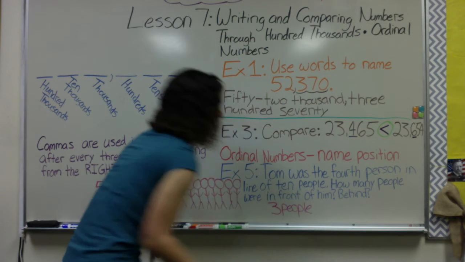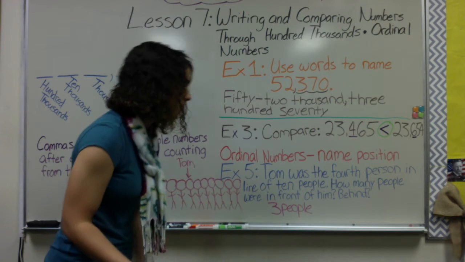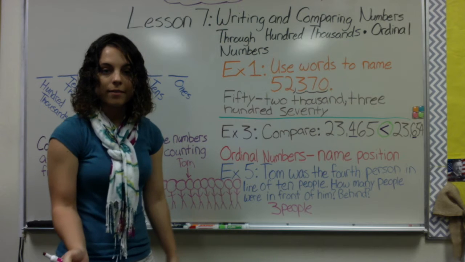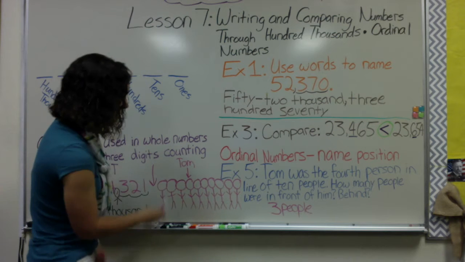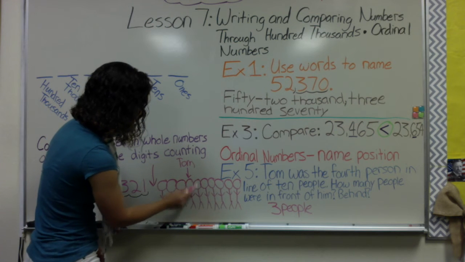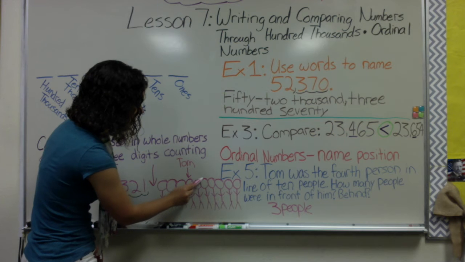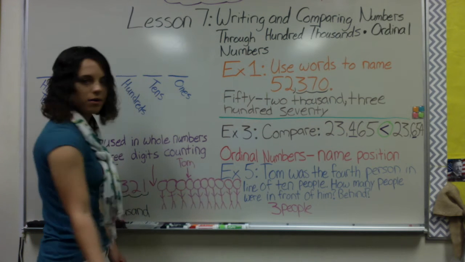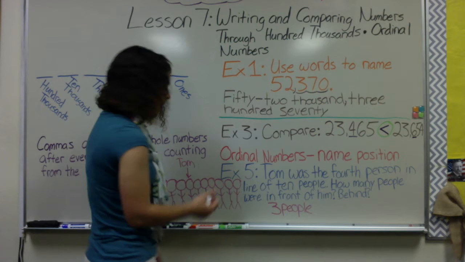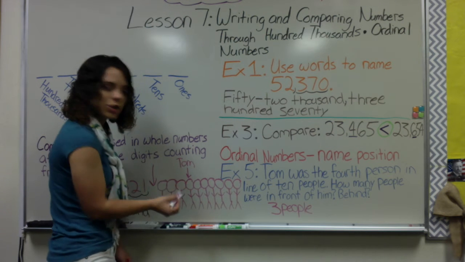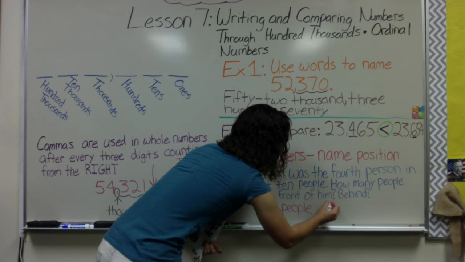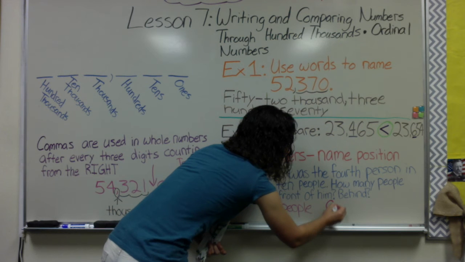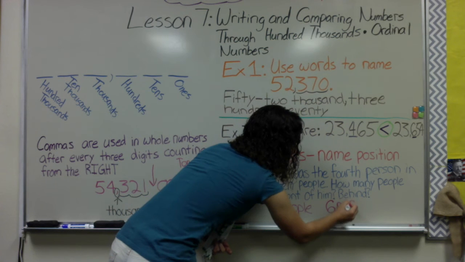Now, you may automatically think, oh, there's 10 people, so if 3 people are in front, that means 7 people are in the back. Well, let's check that work with our picture. There's Tom. How many people are behind Tom? 1, 2, 3, 4, 5, 6 people are behind because we're not counting Tom as being behind Tom. So we have 6 people behind. So those are our 2 answers.